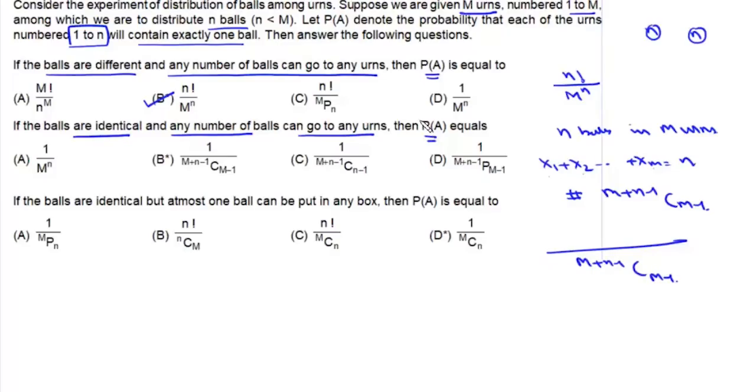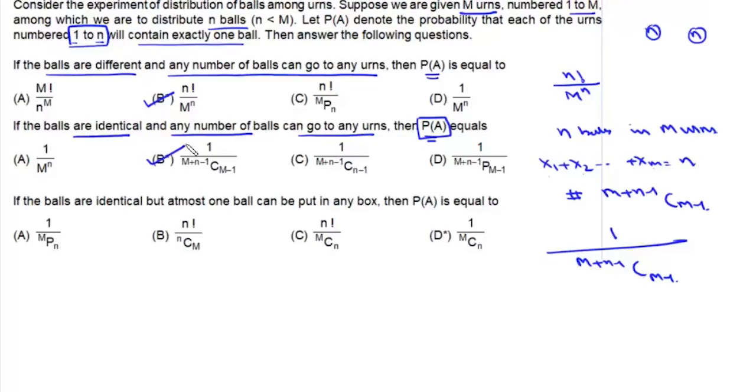Now the favorable case for A is when each of the urns numbered from 1 to n gets one ball each. Since all the balls are identical, there is only one way in which we can distribute one ball each to the first n urns. So the required probability will be 1 upon (m plus n minus 1) C (m minus 1), and that's your option B.